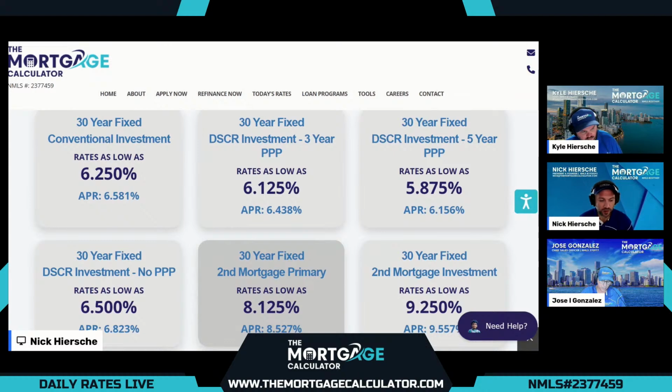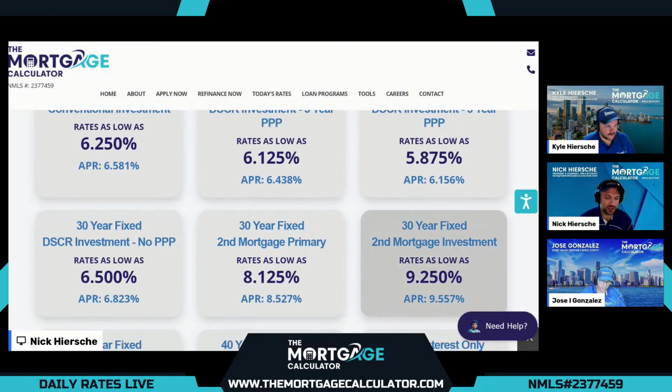Final APR 8.527. And we can even use these options on investment properties. HELOCs are rare for investments, and these rates are much lower as well. Rates as low as 9.25, final APR 9.557, to get that cash out of an investment property. And these are non-QM loans, so we have bank statement, 1099, etc. Different types of income options.